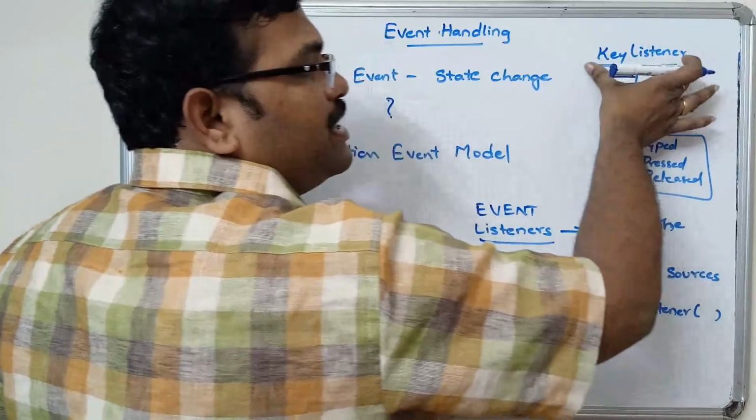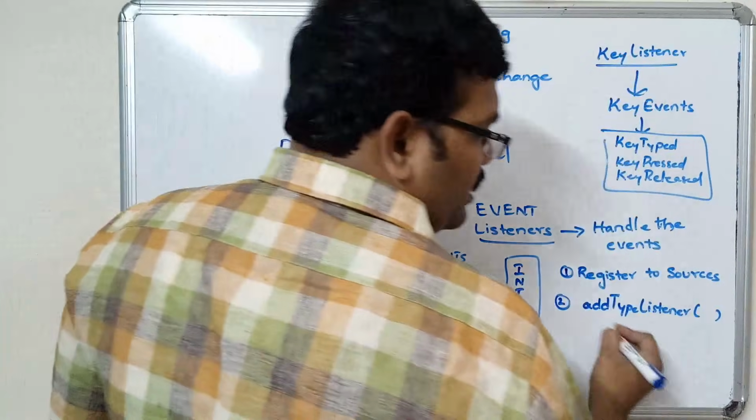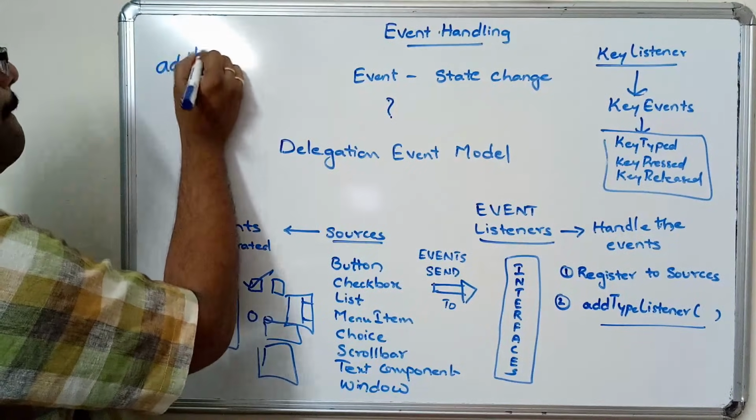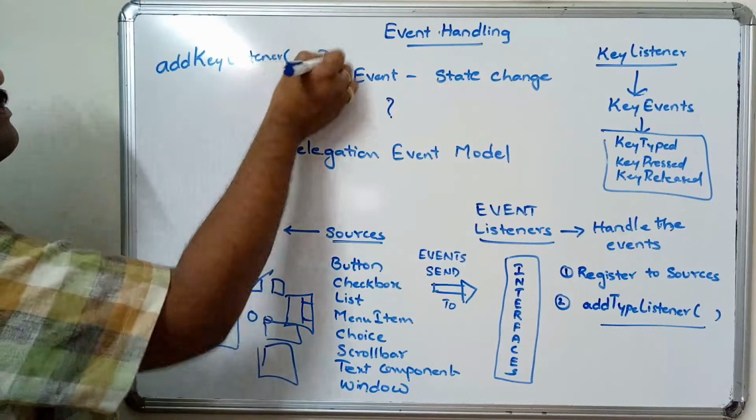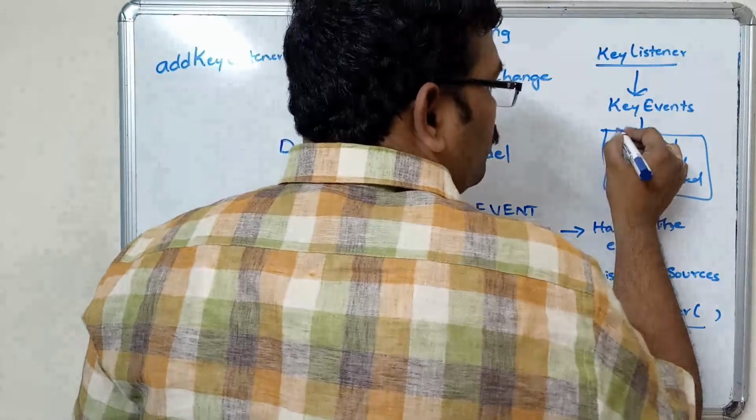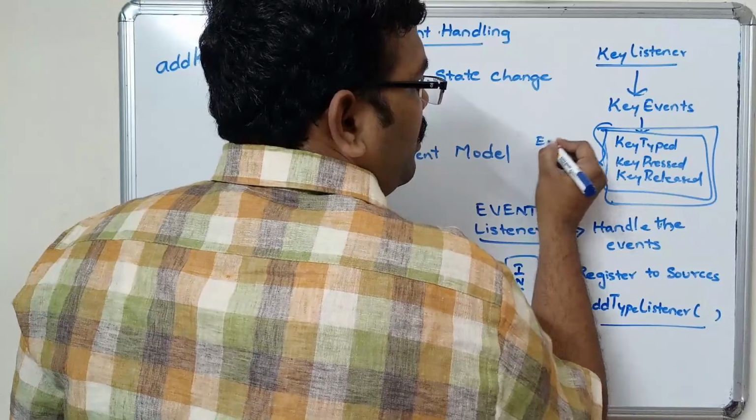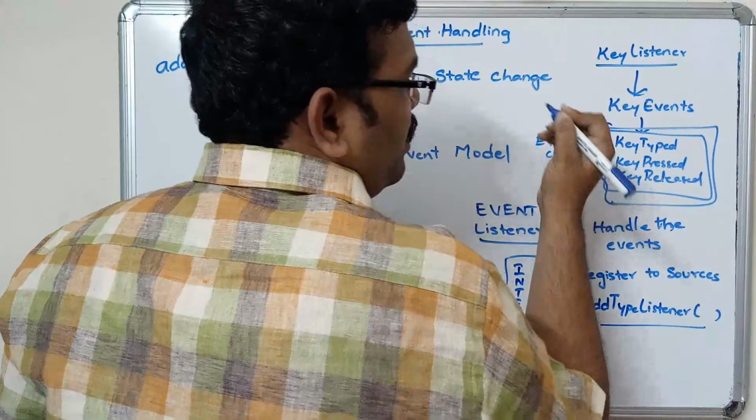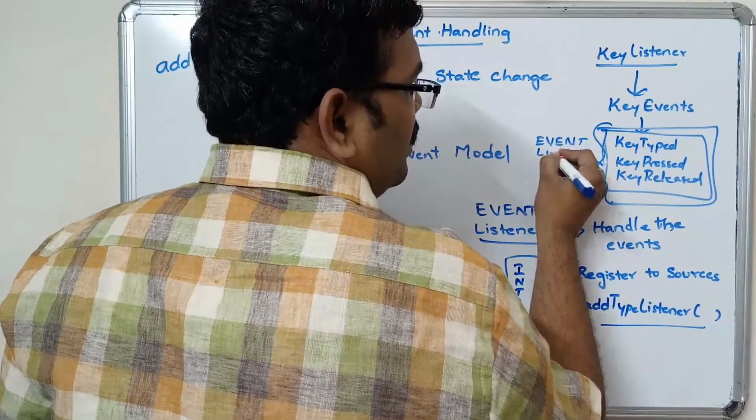For implementing these events, key listener is responsible. So first this key listener should register with the sources. So for registration, this is the syntax. We have to write add key listener, right? So whatever the events occurred, these will be available in the event class, right?